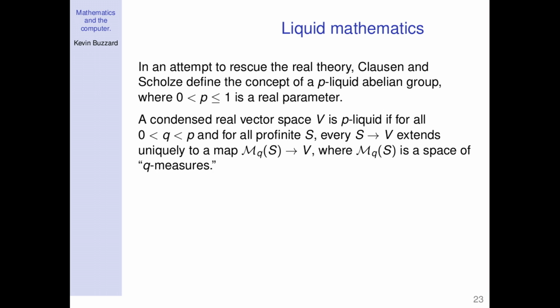Now I'm not going to define what it means for a condensed abelian group to be p-liquid. I'm going to stick to, because the problem is the reals, a condensed real vector space being p-liquid, and it's the same definition. You've got a map from S to V, and it has to extend to a map from some space of measures to V. But now I've got to say what this space of measures is, and this is subtle because you really have to say exactly what the condensed structure is. So I'm not going to go into the details. But this is completely concrete. It's like countable sums of Dirac measures with coefficients where the sum of the qth powers is finite. That's the sort of definition it is.